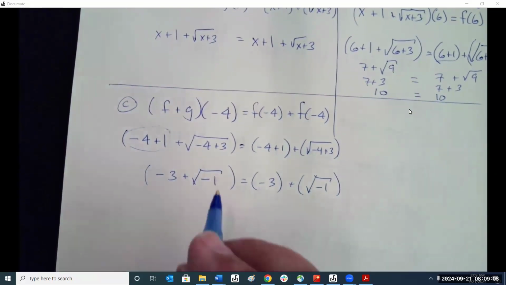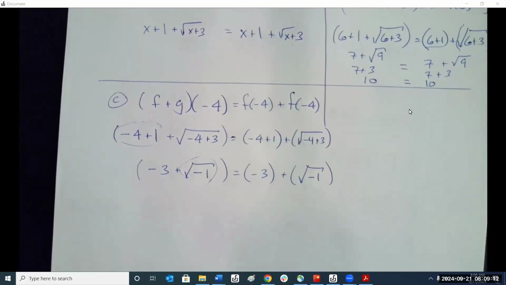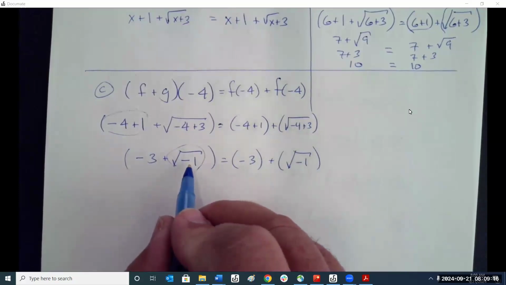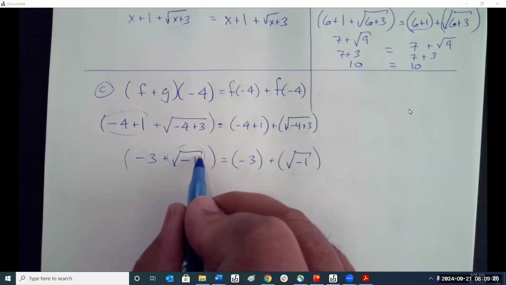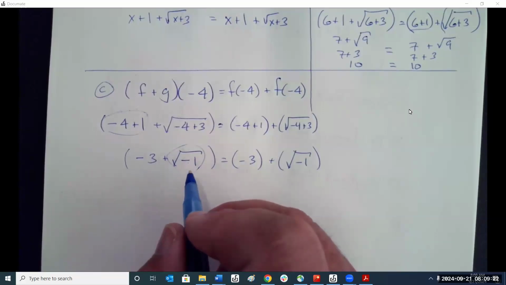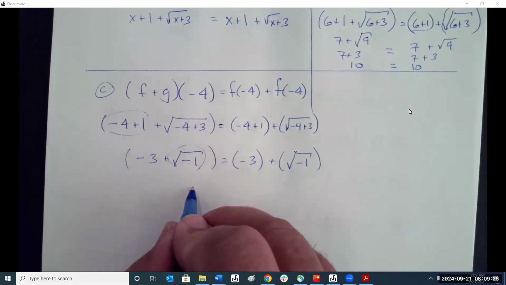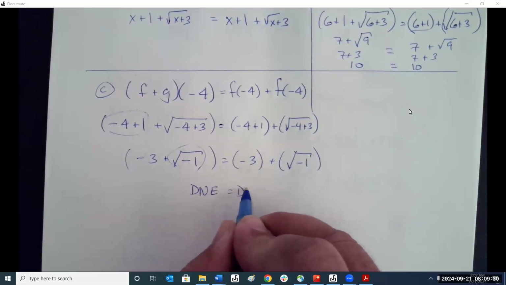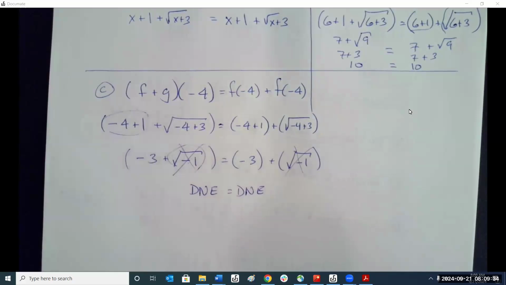Here we have a problem. As of right now, we don't have a solution for this. You can't take a square root of -1 because -1 times -1 is +1, and +1 times +1 is +1, so that doesn't work. So this one does not exist because we can't do these.